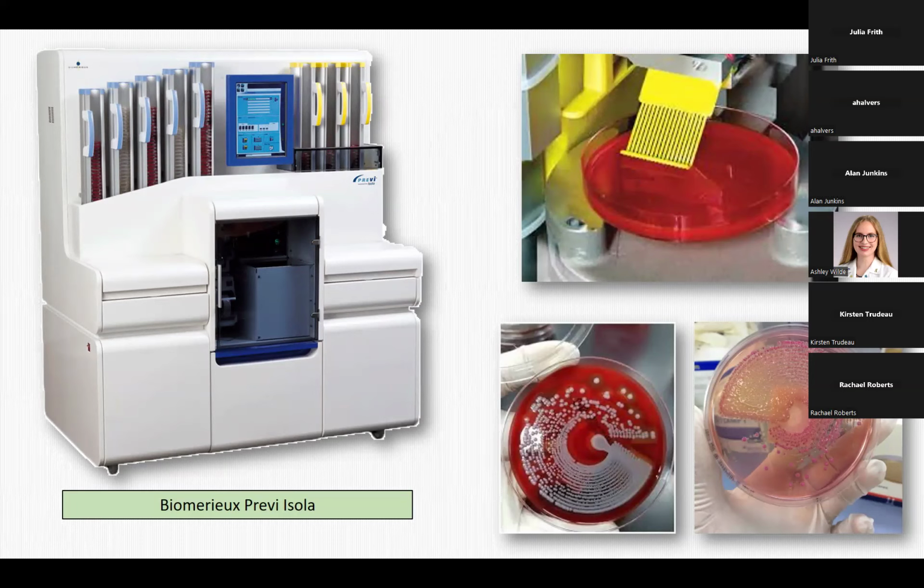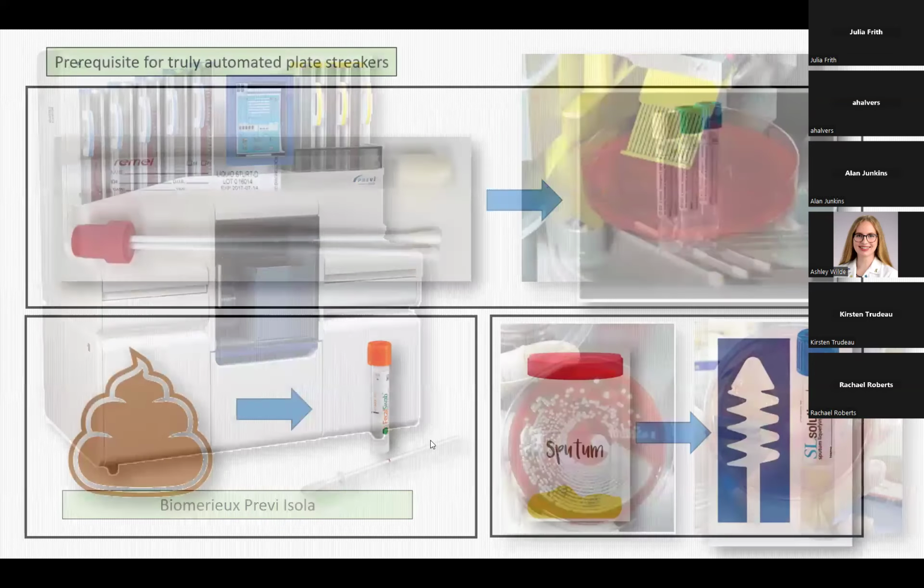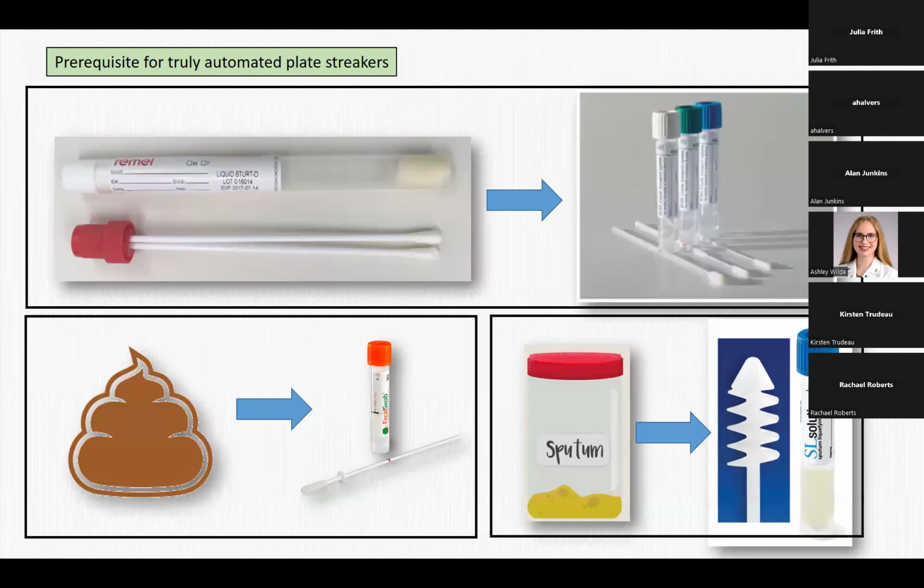But you had to be careful. You couldn't put Mr. Jones's cap on Mrs. Smith's specimen. That would contaminate it. So it caused some problems like that, which brings up a big point for all of this automation. Whenever you're going to start using these automated plate streakers, you have to have liquid specimens. That's going to be a big point.